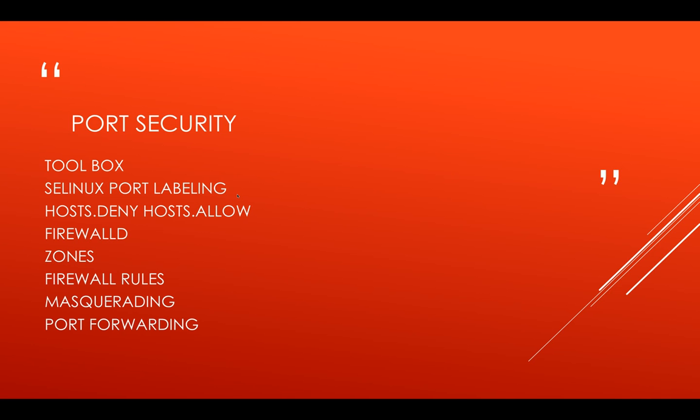But then we had some discussion around firewalld, zones, and then firewall rules. And we talked about rich rules, and I showed you how to configure those rich rules and how to find guidance as well for those. Then we discussed masquerading or network address translation and port forwarding. So now the next thing is a lab.